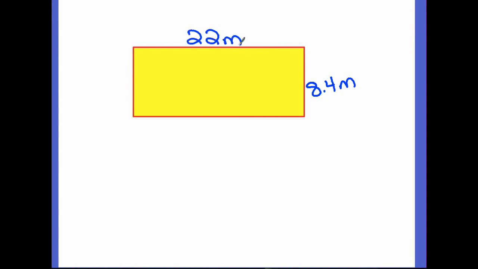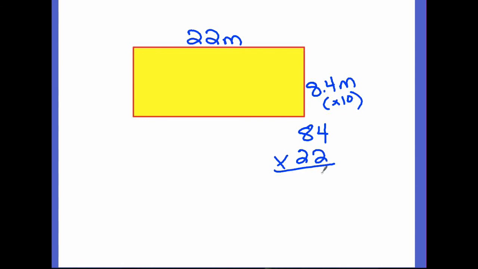Okay, and how do we find area? What is area of a shape? How do you find that, Jessica? You multiply 8 and 4/10 meters times 22. So if I do 8 and 4/10, I would multiply that by 10, right? Which would give me 84 times 22.